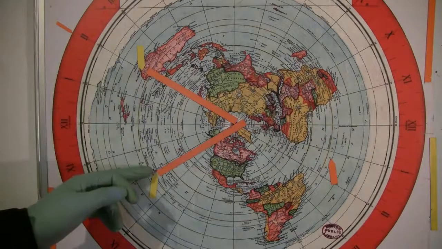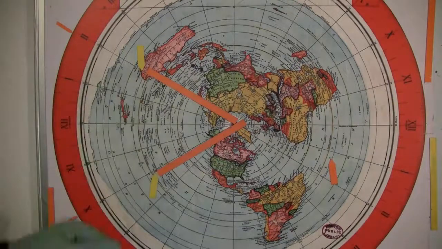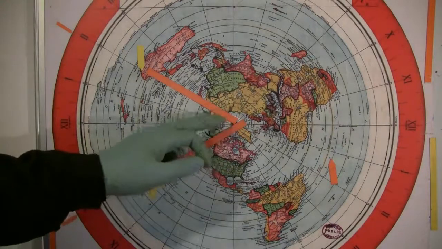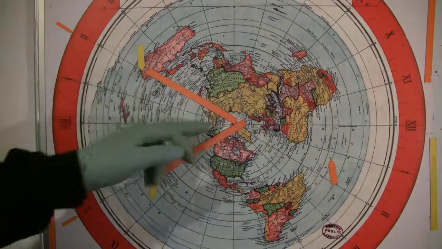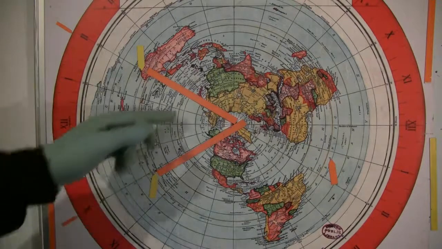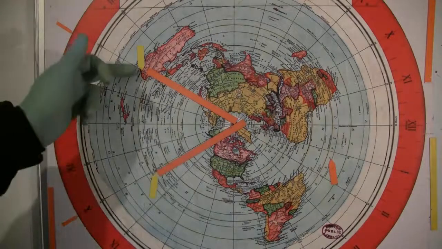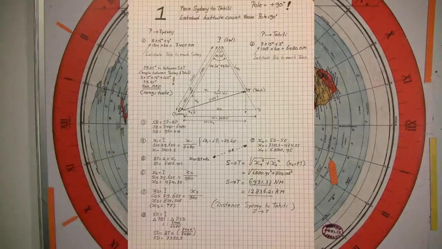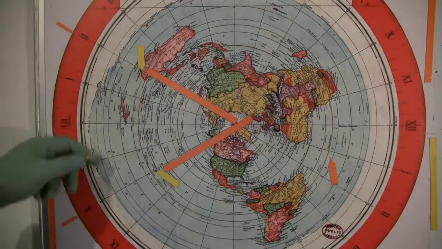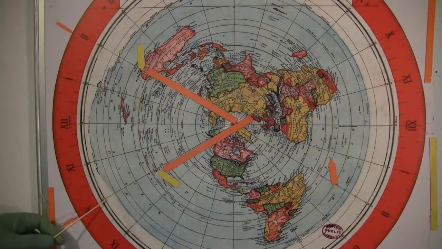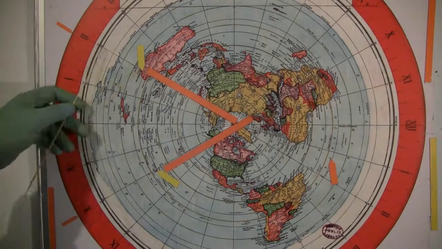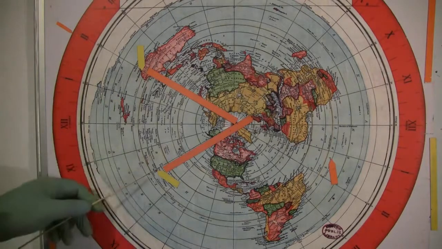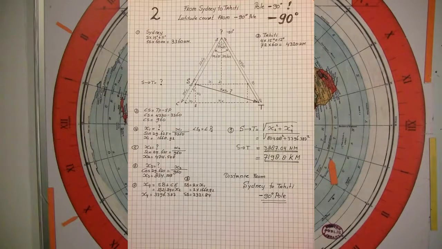From Sydney to Tahiti, I did 5 measurements. The first one, from the center, the latitude degrees to Sydney and latitude degrees to Tahiti, and the angle between Sydney and Tahiti, and calculate a straight line from Sydney to Tahiti. This is the result. The second one, from Sydney to Tahiti, the latitude degrees to the minus 90 degrees from Sydney and from Tahiti, and the angle between Sydney and Tahiti. This is the result.